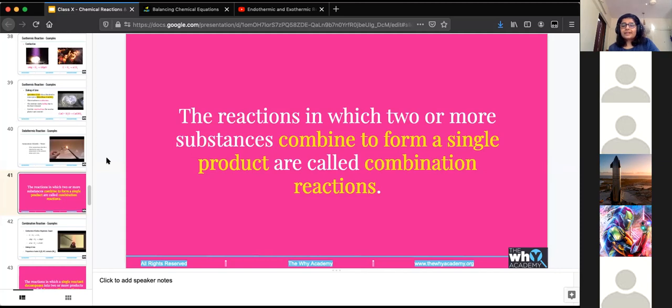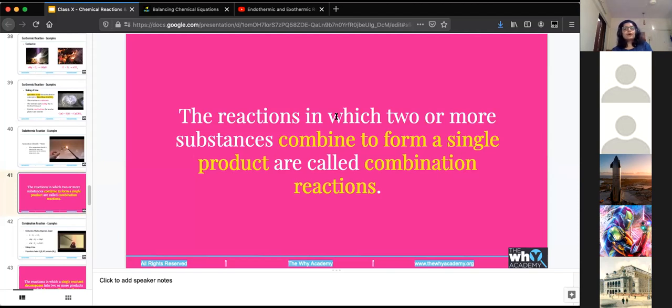Okay. So reactions in which two or more substances combine to form a single product. It's in the name itself, combination. Combination comes from combining. Now, what do you mean by the word combining? English word combining. Mixing? Yeah, Mansi? Like putting two things together. Correct. Reacting together.